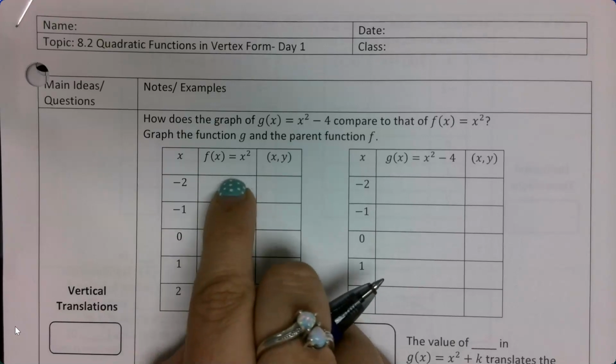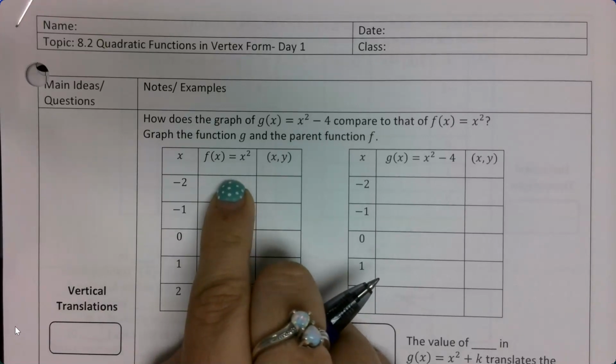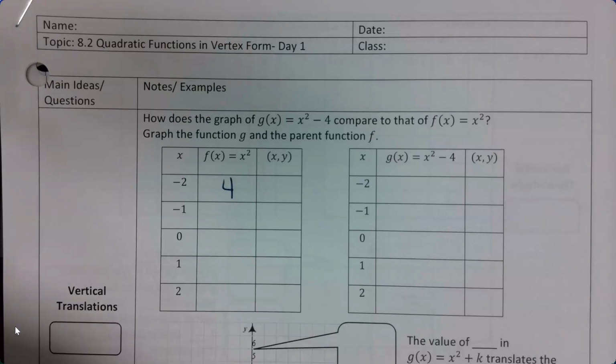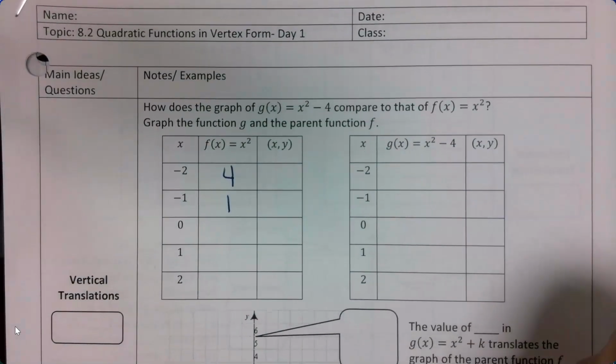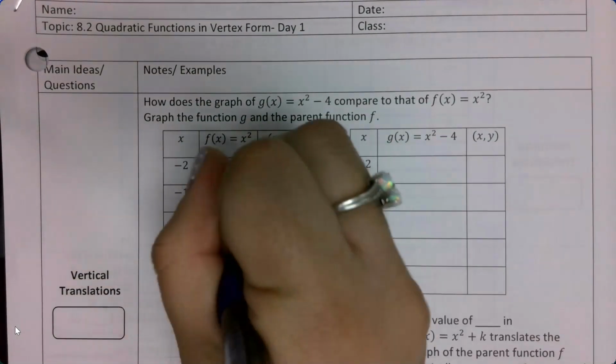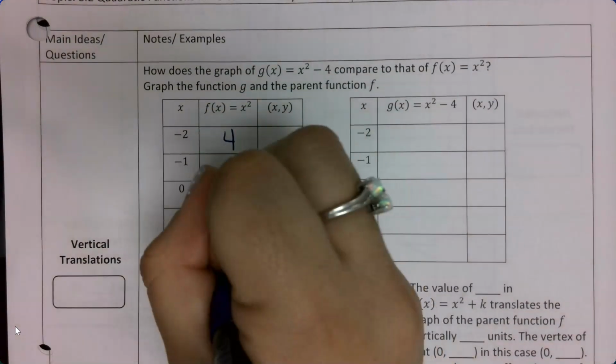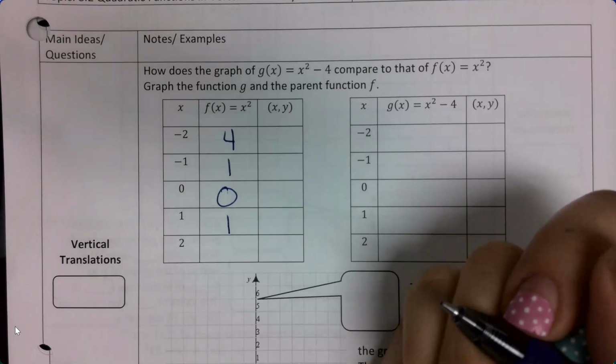into the x squared function? 4. What do I get when I plug in negative 1? Positive 1. 0. 0. 1. And 2. 4.